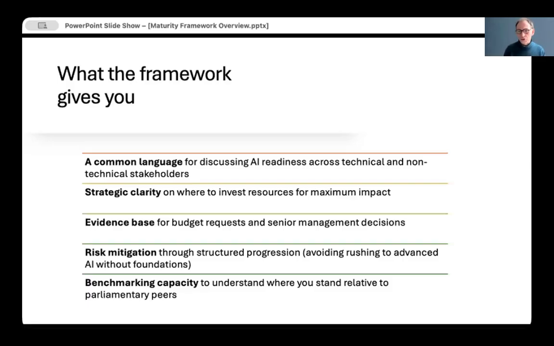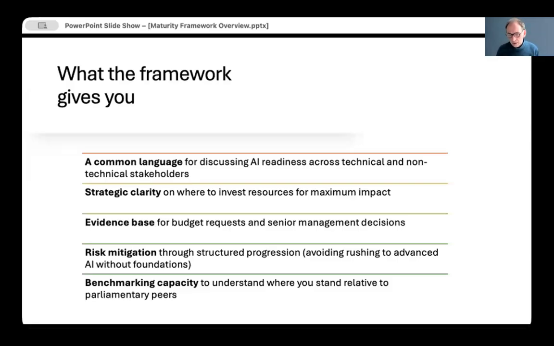It gives you the strategic clarity. Where do you invest your resources for maximum impact? Where are the biggest risks? Where are the biggest opportunities? It helps you identify the landscape that you're in and understand where to target your approach to AI. And it supports you to create an evidence base so that you can properly scope out projects and define budgets and make senior management decisions that will effectively ripple through the levels of Parliament, that lets you use the tools most effectively.